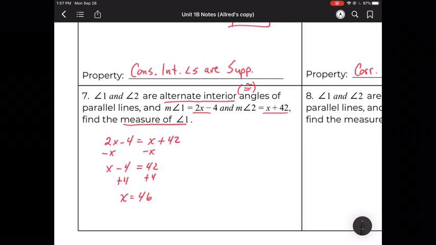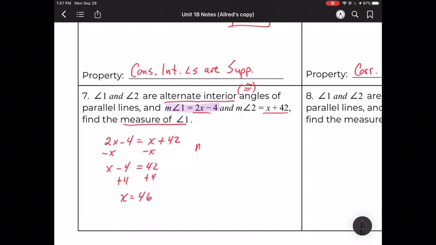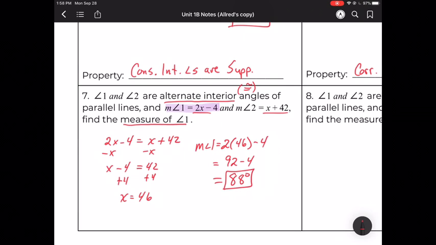But from there, they want me to find the measure of angle 1. So I'm going to plug back in for the measure of angle 1. Measure of angle 1 equals 2 times 46 minus 4. 2 times 46 is 92, and when I subtract 4 from 92, I get 88 degrees. And it really doesn't matter which angle you plug into because they were supposed to be congruent, or the same as each other.